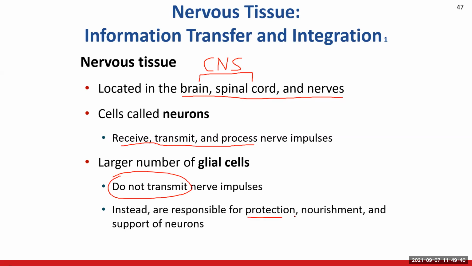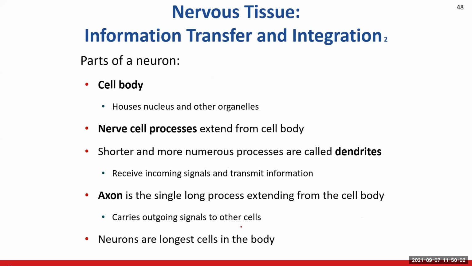So they protect the neuron. They're going to bring nourishment, food, whatever to the neuron. And they will support the neurons, keep them in place. Not let them just kind of go wherever they want to go. So the glial cells do a lot. We don't really talk about them too much. We will in a little bit. But it's really going to be the neurons that we spend a lot of time on.